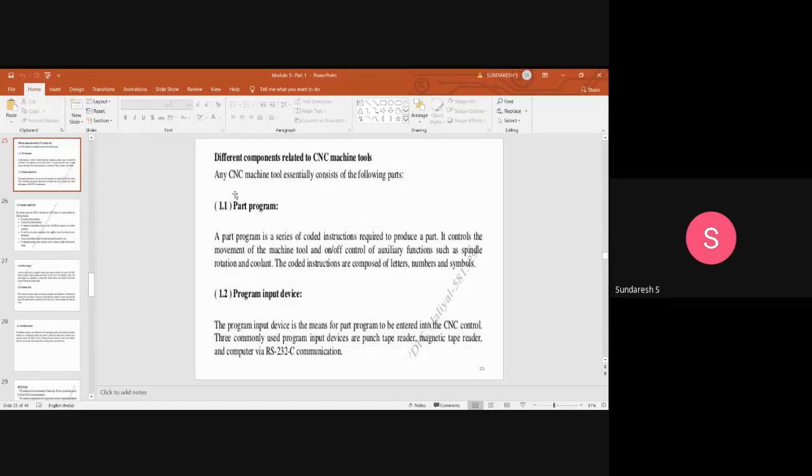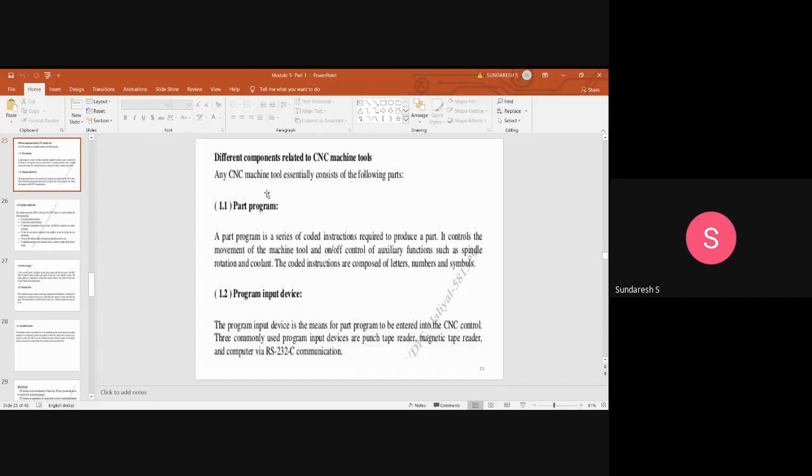Okay, so let us discuss each of these elements or components in brief, of course. These things you might have studied in your SIM as well as in automation. The same thing we are repeating over here.